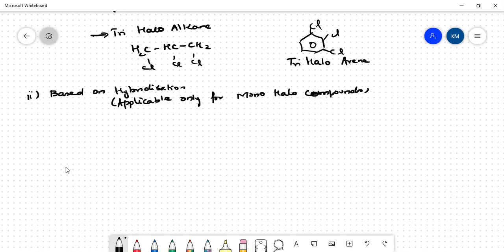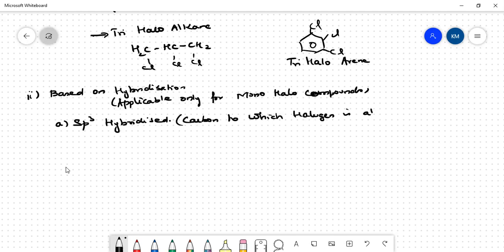Right. So idhula subsection. So sp3 hybridized. Okay, in which the carbon to which the halogen is attached is sp3 hybridized அப்படினு அர்த்தம். sp3 hybridized na carbon to which halogen is attached. Okay, now இது itself there are 3 types. This can be 3 types.